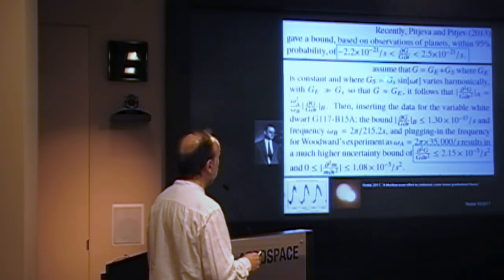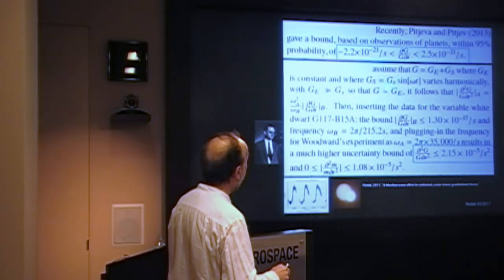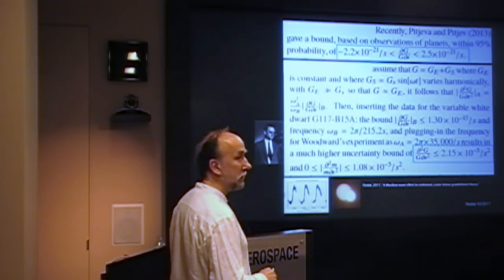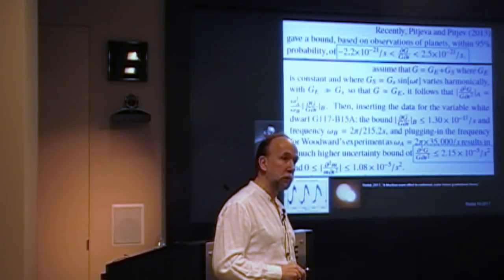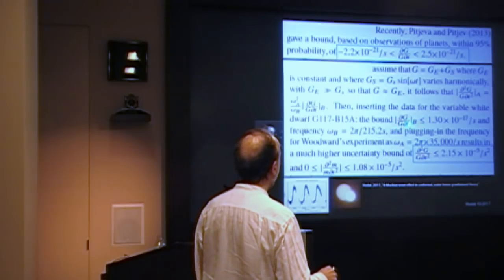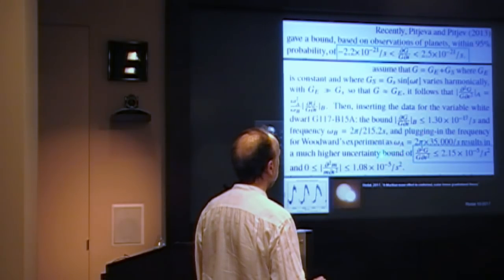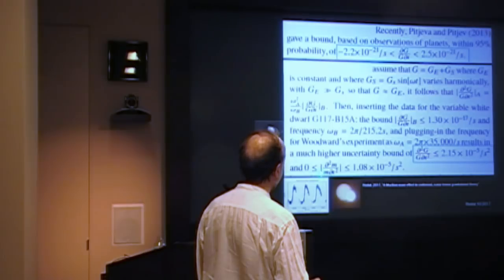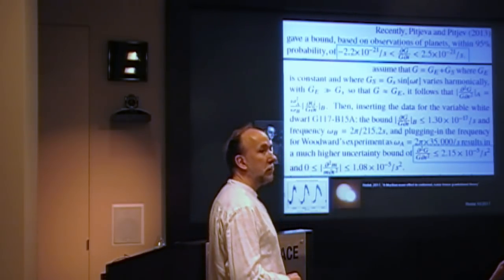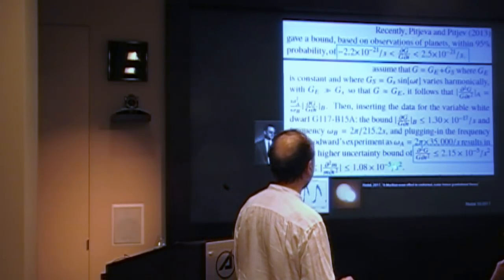Exactly. So if you do this, I have this paper that's under review, and you consider that there's a term that is proportional to the frequency, and you take into account the data from the variable white dwarf, which is one of the most precise natural clocks in the universe. The present bound is 10 to the minus 17, but the frequency of this natural white dwarf is quite low. If you take into account that the experiments that Jim has conducted are at 35 kilohertz, then the uncertainty is much larger. Based on this and the frequency, this term, which has to do with how small our measured forces are going to be, could be between 0 and 10 to the minus 5.